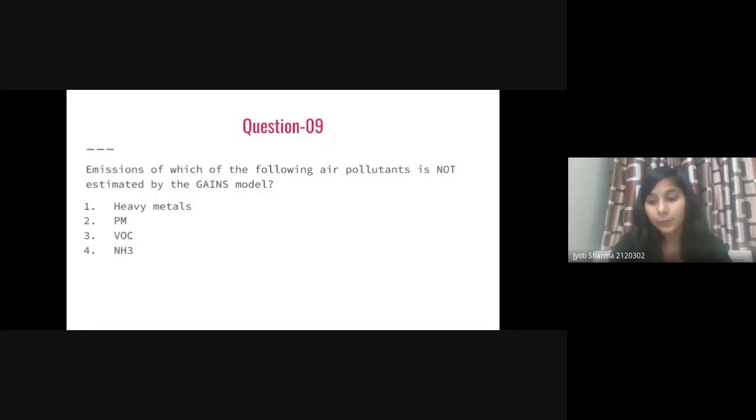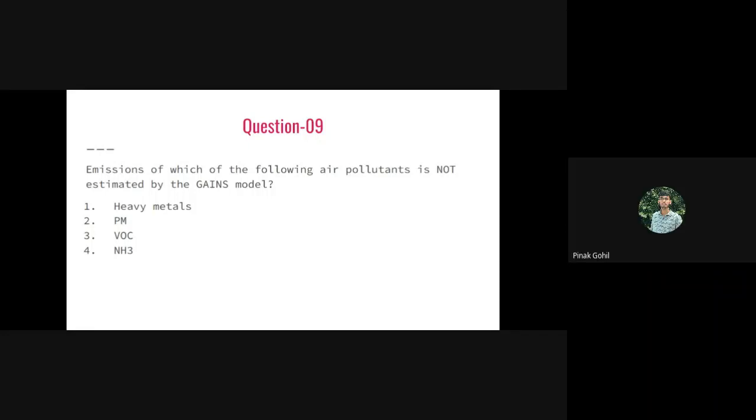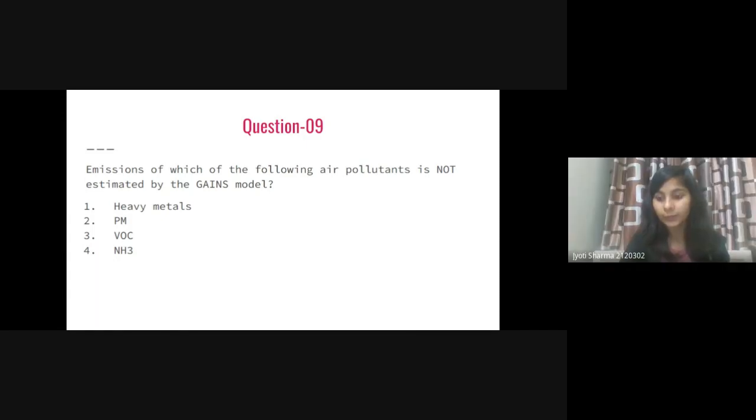So heavy metals cannot be estimated, while PM can be calculated, VOC too, and NH3 too. Okay, any other suggestions? Nishant gave me the first option. Okay. Alka, what's your answer?